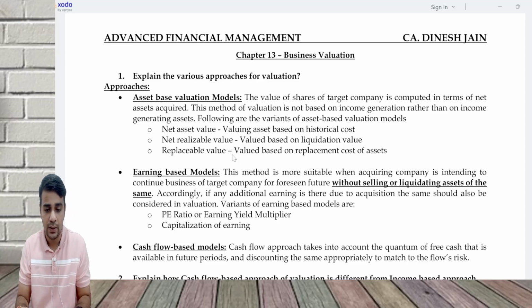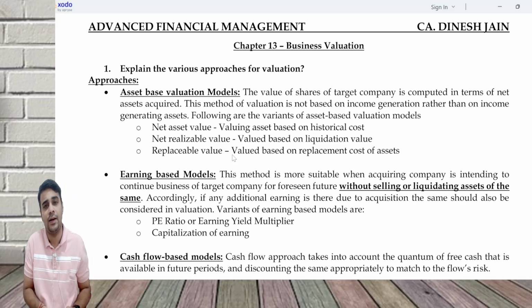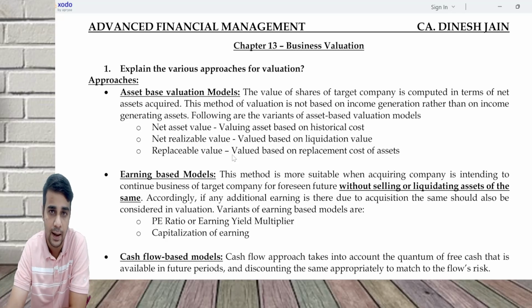So let's start with the first question, which is on various approaches for valuation. These are basically the traditional approaches of valuation. What we are doing in valuation is trying to arrive at a fair value for a company or a business. Broadly, we can categorize these approaches into four. One is asset-based valuation. Second is earning-based valuation, then cash flow-based valuation, and we also have a relative valuation approach. So these are the four types of approaches we discuss.